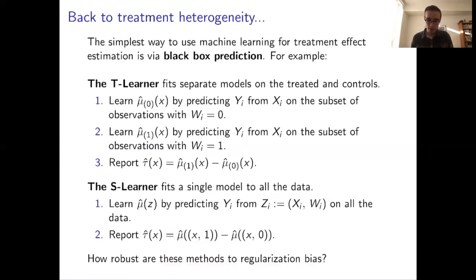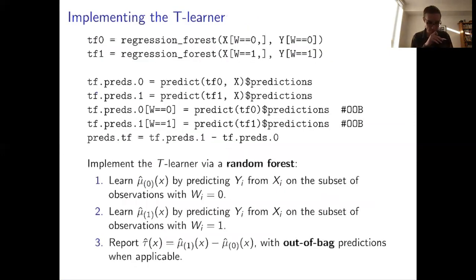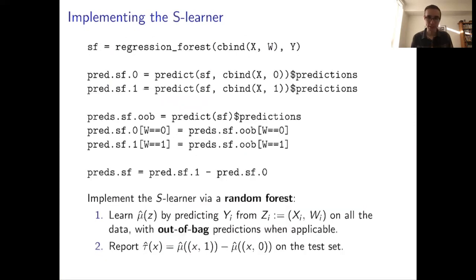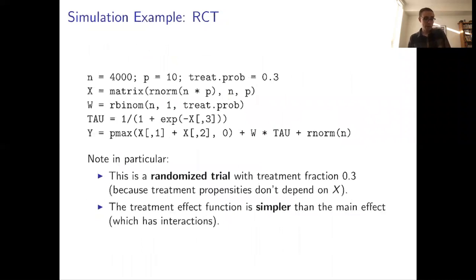How good are these methods for treatment heterogeneity? Let's try it out. And just before going there, in case you want to copy paste from the slides, here's a few lines of code that implement the T-learner and the S-learner using the regression forest function for random forests. All right, how well do these do?